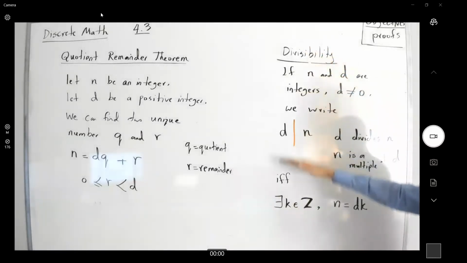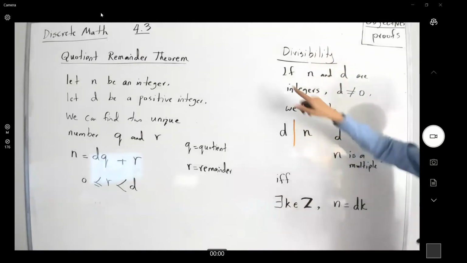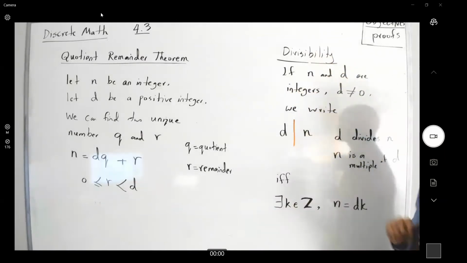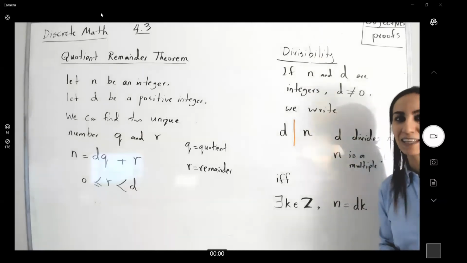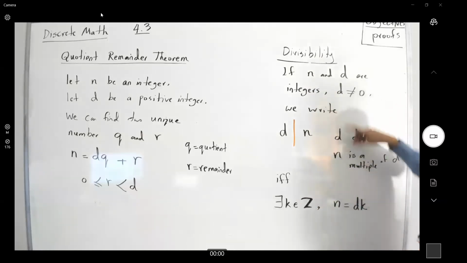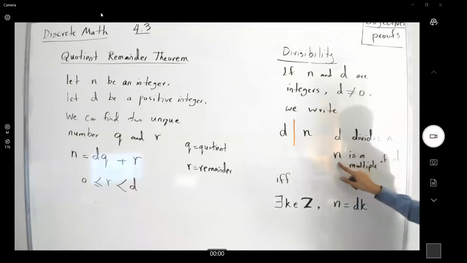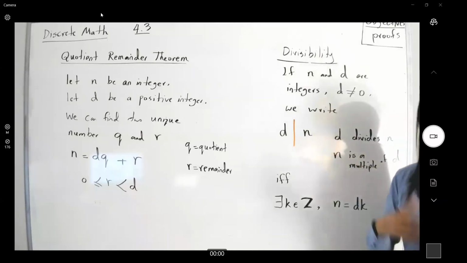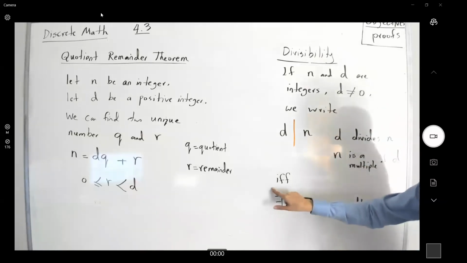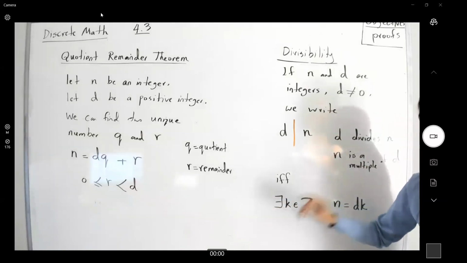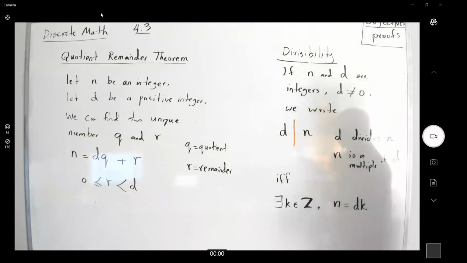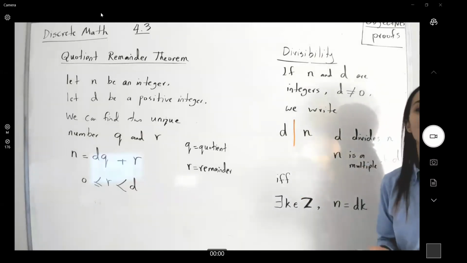Divisibility, the definition of divisibility. If we have two integers, we're going to go over that later. It's our Wednesday topic to prove some statements. d divides n, or n is a multiple of d. d is a factor of n if and only if you can find another integer k such that n is equal to d times k.